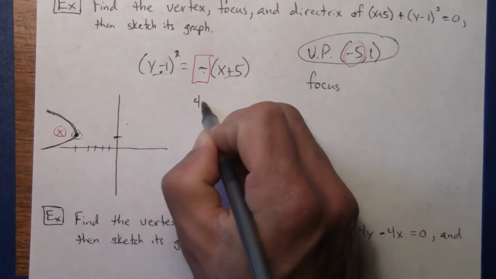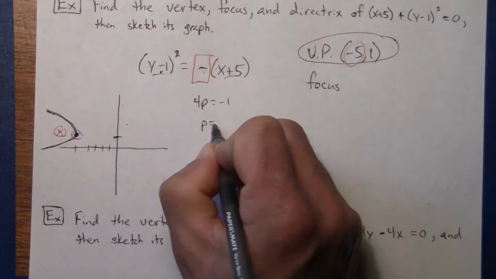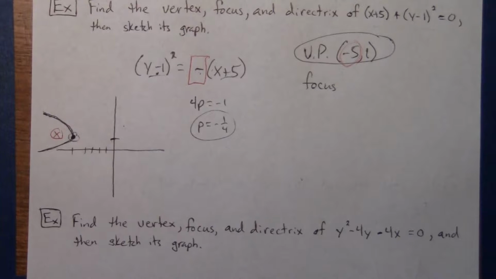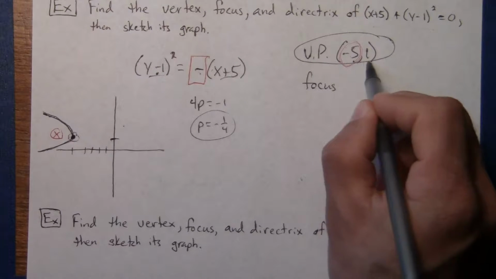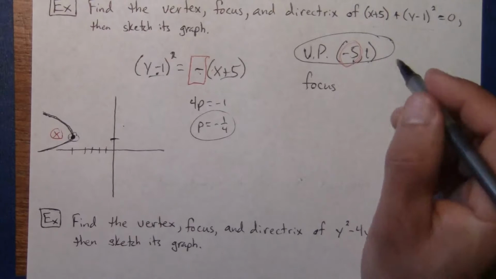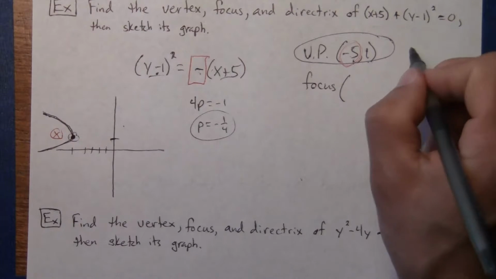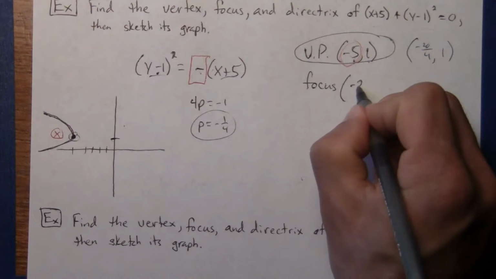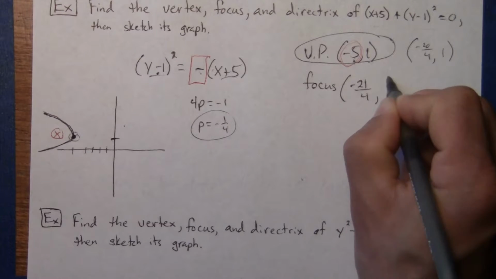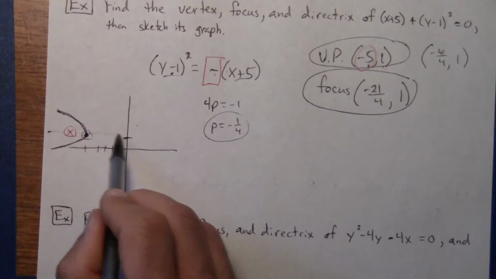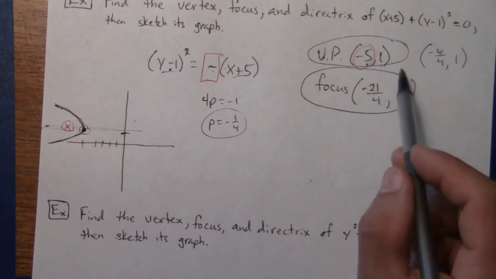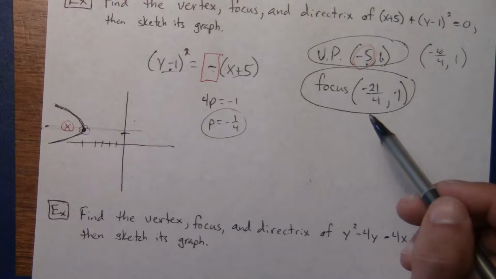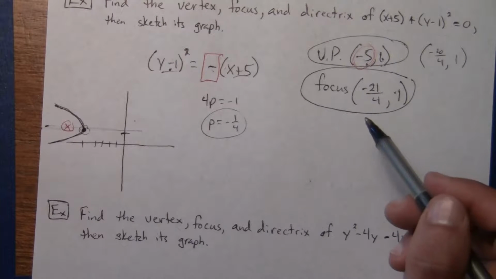So I could say that 4p is equal to negative 1, and then of course divide both sides by negative 4. And I'm saying that p is negative 1/4. In other words, I'm moving to the left 1/4. So now imagine taking this point and subtracting 1/4 from the x value. Probably want to think of it in terms of a common denominator. That means it's negative 20/4, 1. If you move 1/4 to the left, it would be negative 21/4, comma, 1. And that would be the focus. Notice the focus and the vertex are on the same horizontal line, so that y value shouldn't change. It just either moves right or left. And of course that would change if the parabola was opening up or down, then the x value wouldn't change.